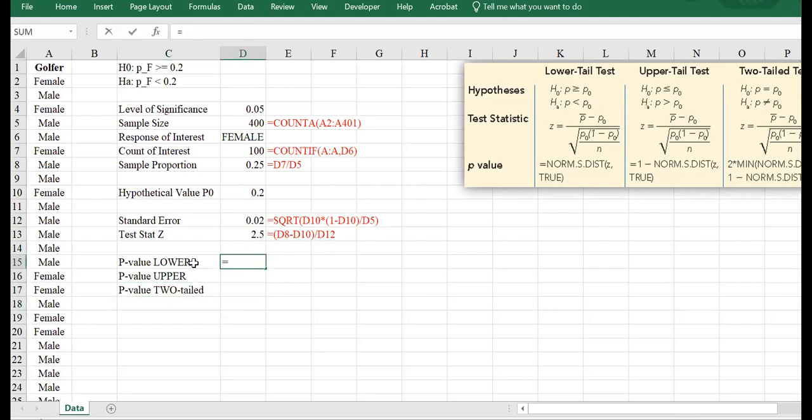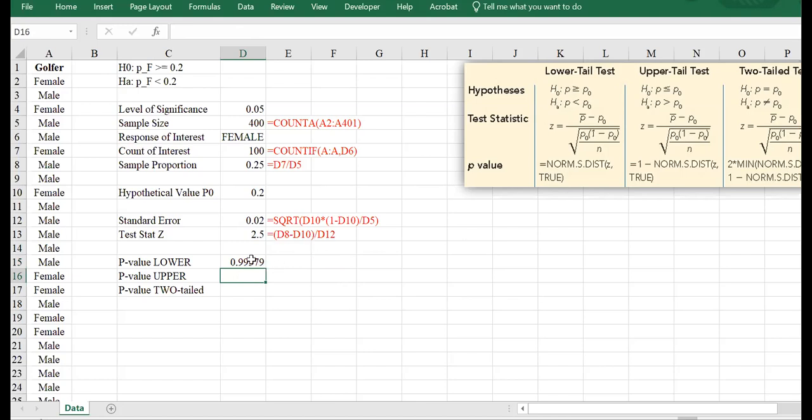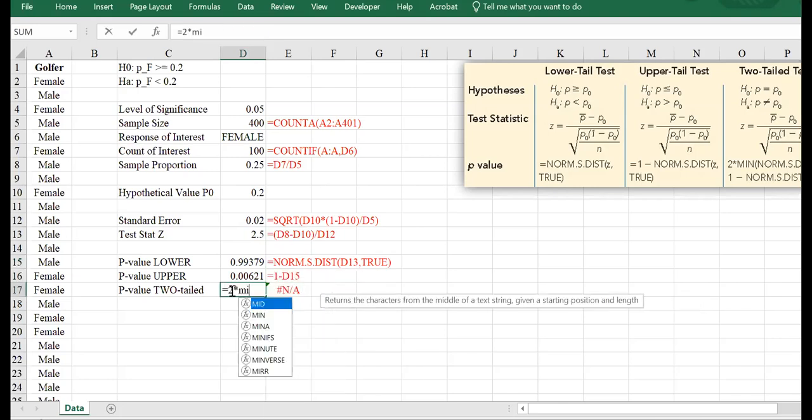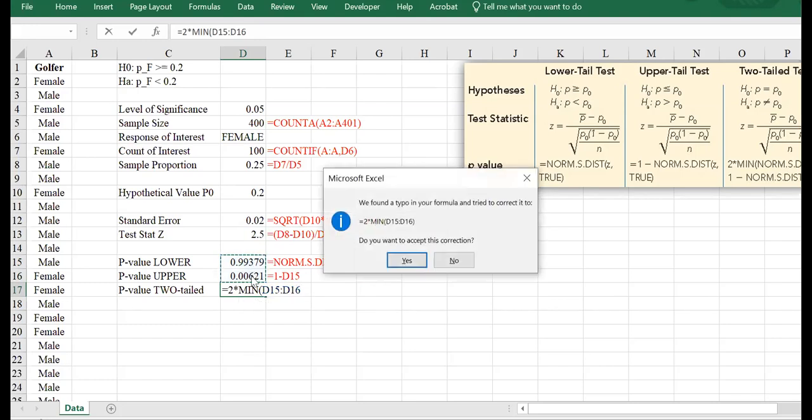For the p-value lower tail, I have the formula here: NORM.S.DIST of the Z test statistic, with TRUE for cumulative. If I do that, I get 0.99, and this is exactly what I need. But I'm going to keep computing the other ones. 1 minus the p-value lower tail gives the upper tail, and 2 times the minimum of the lower and upper tail p-values gives the p-value two tail.